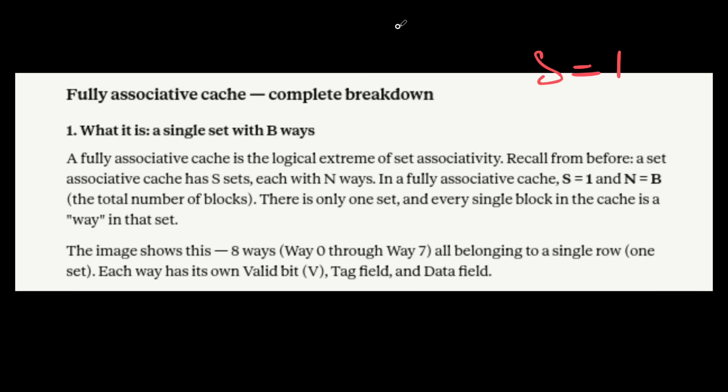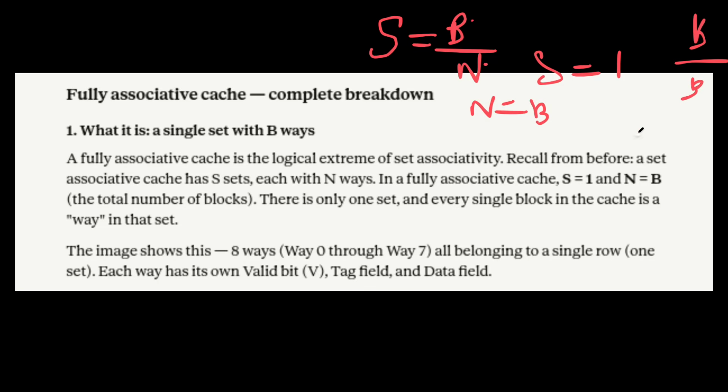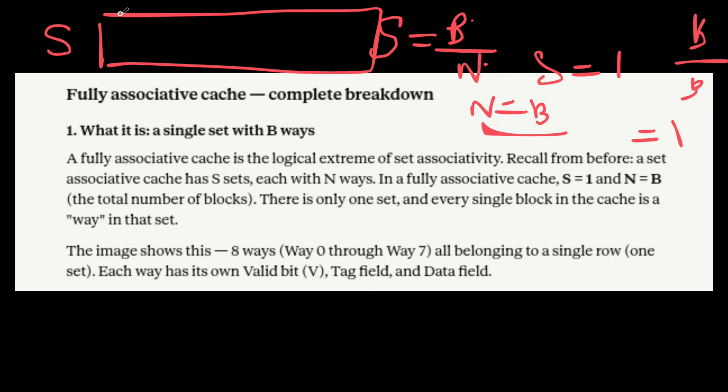You can understand from our sets formula, it is B by n. It is 1 when n's value is the number of blocks. So B by B would become 1, right? So the number of sets becomes 1 in that way. There is only a single set, and in the single set there are b ways. A single set has b ways.